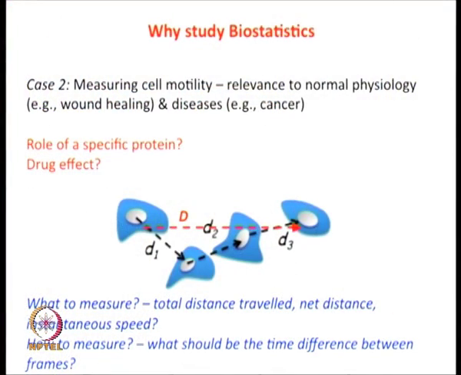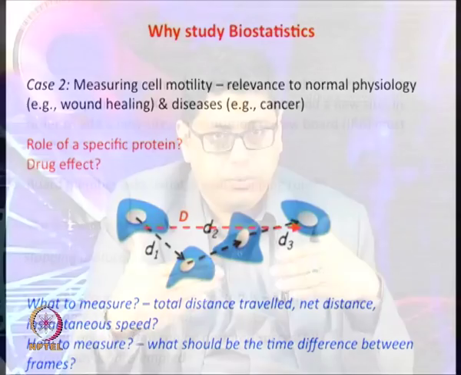Another example of biostatistics is measuring cell motility, right. Inside our body, cells are not sitting steady in one position; many of the cells are continuously moving. Take the case of immune cells. They are continuously moving and scavenging for foreign particles which have come inside our body. The immune cells want to preempt it, so they want to be able to move all over the place.